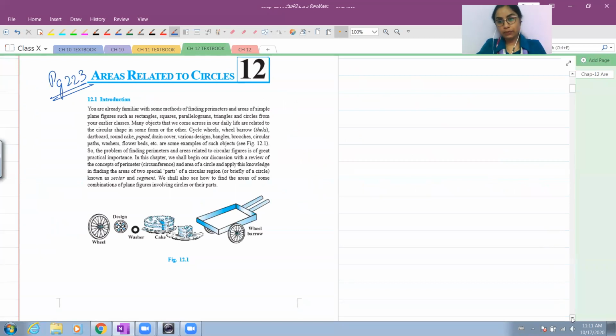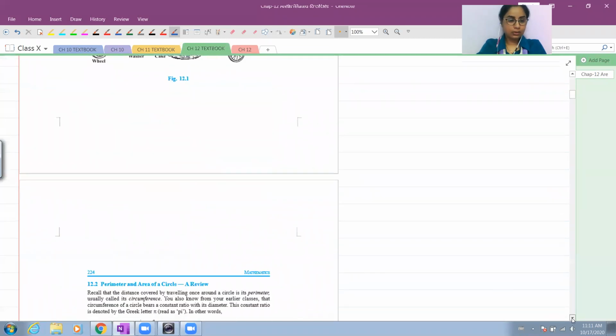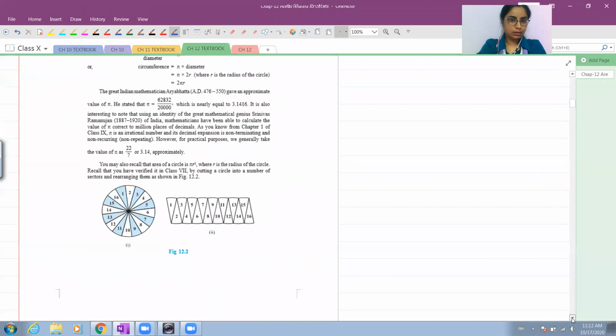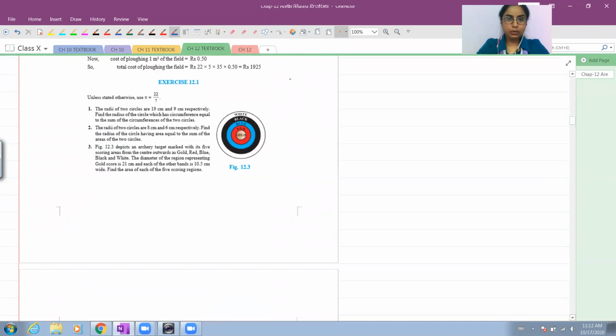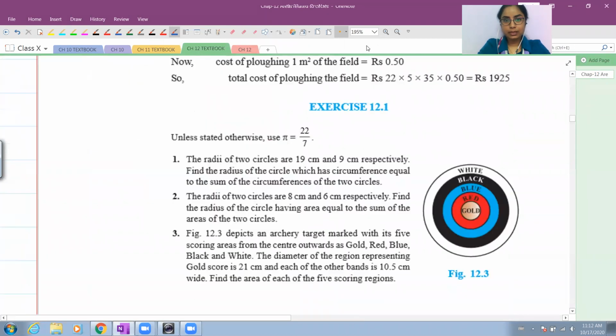Page number 225. Question number 1. The radii of two circles are 19 centimeters and 9 centimeters respectively. Find the radius of the circle which has circumference equal to the sum of the circumferences of the two circles.